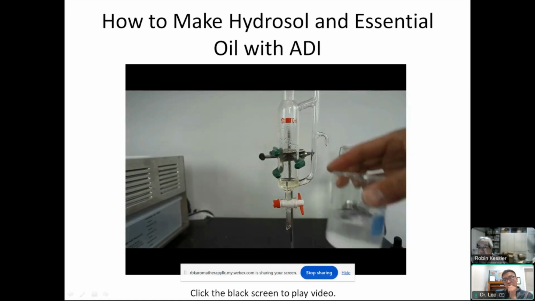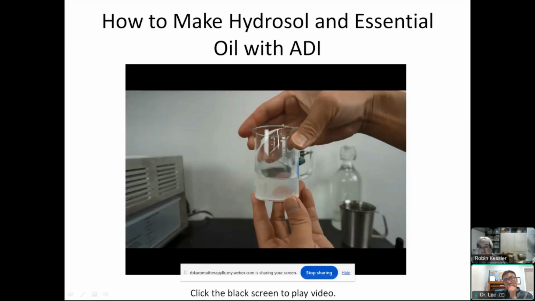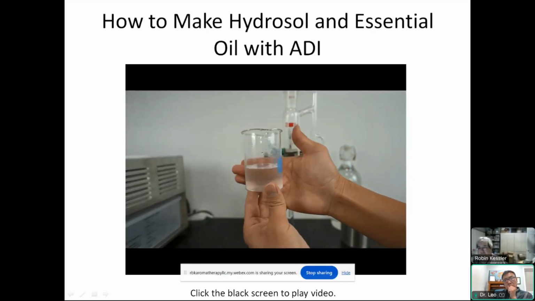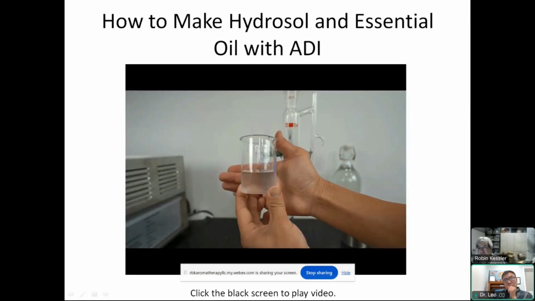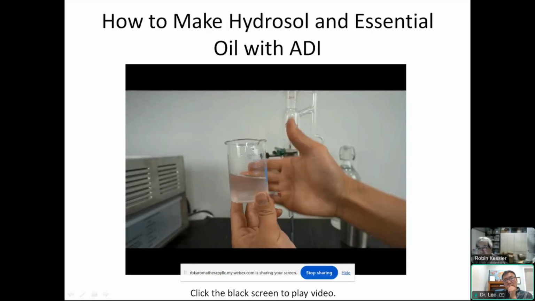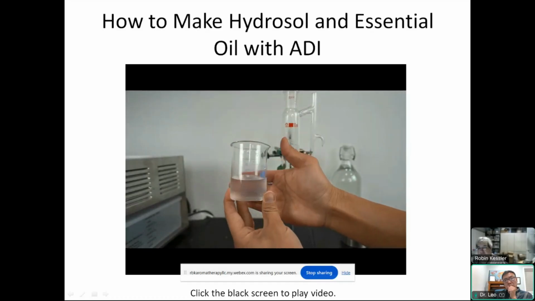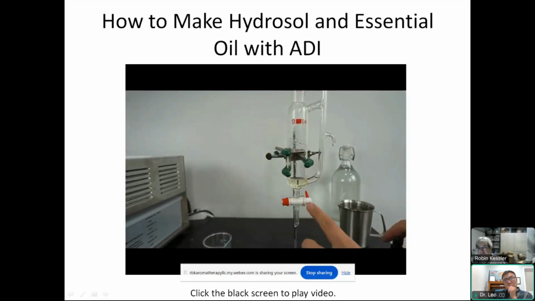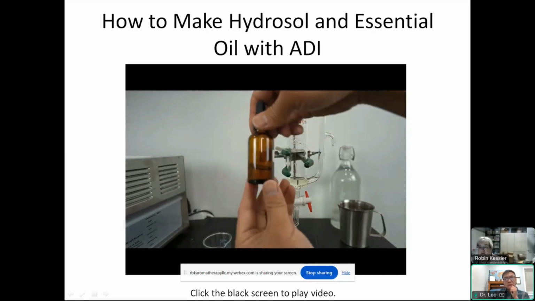And here I want to show you the hydrosol I have. You see that, the cloudy hydrosol? So that's a good hydrosol, the freshly made hydrosol. You don't see that from the old hydrosol. And now I can collect all the oil into this bottle.